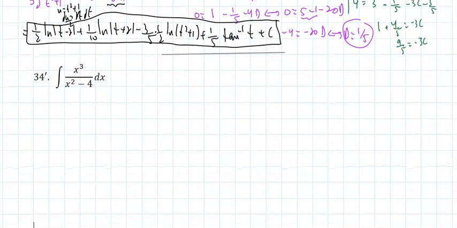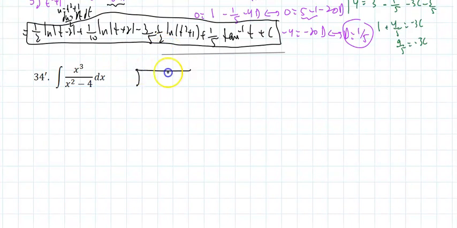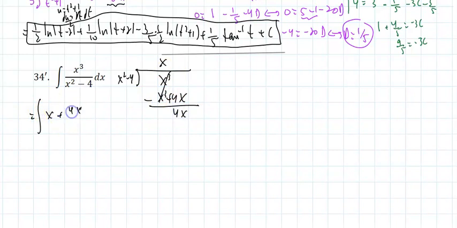And on number 34, I notice this is an improper fraction. Before I proceed, partial fractions doesn't work most of the time. So what you have to do is take x cubed divided by x squared minus 4. That's x. So you would say this is the integral of x plus 4x over x minus 2 times x plus 2. Actually, it's a lot nicer than I thought. Plus 4x over x squared minus 4 dx.